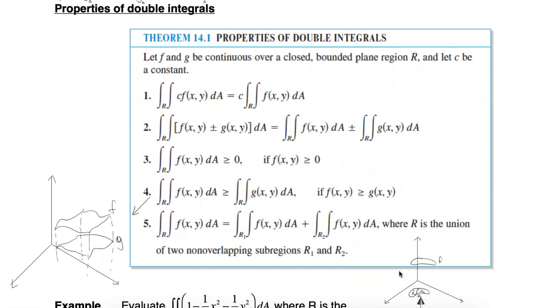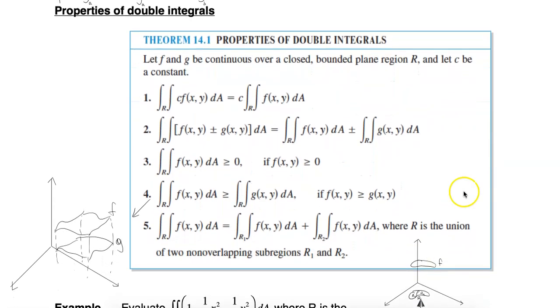So, properties of double integrals. We will go over the 5 of them and see how they correlate to properties of single integrals that we have seen in the past. Number 1 is very similar to what we've seen in the past. If you multiply a function by a constant c, then its integral will also be multiplied by the same value c. That is a straightforward extension of what we've seen before.